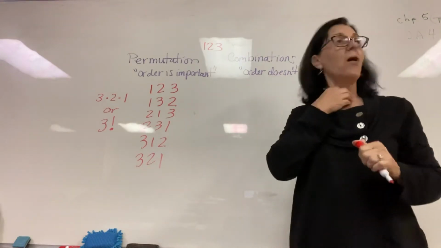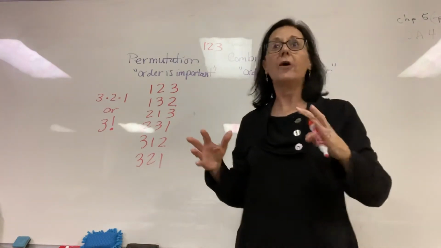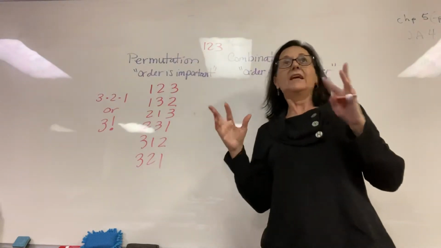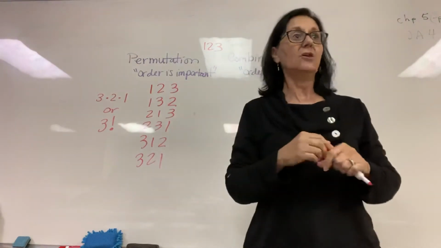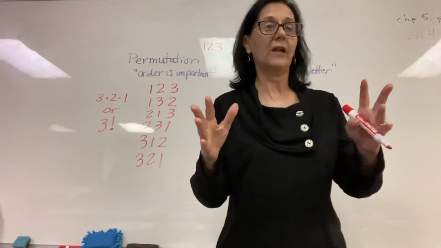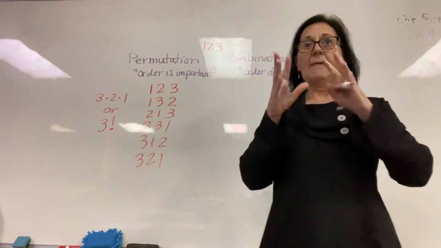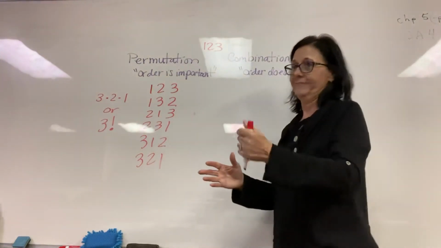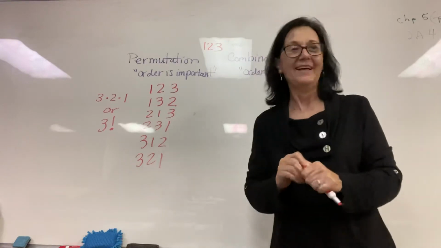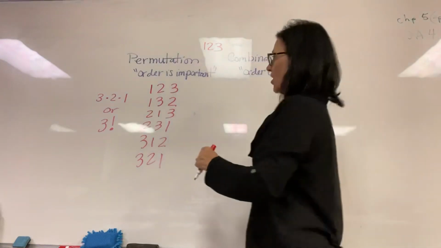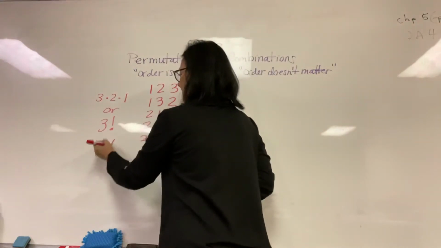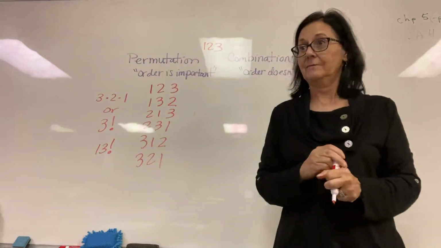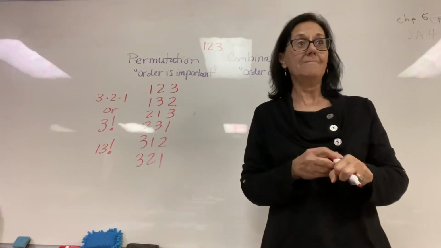So how many different ways could I arrange the hearts in a deck of cards? Well, how many cards are there in the deck? There are 52 cards. And how many hearts in a deck of cards? Come on. 13. So there would be 13 factorial total possible permutations. Okay?